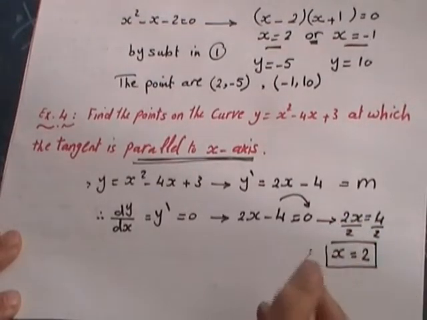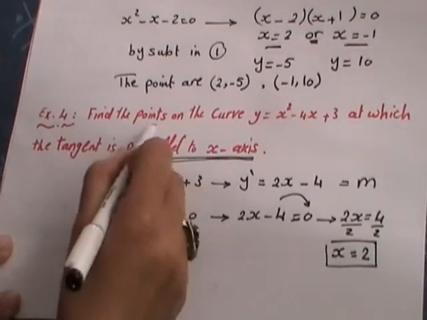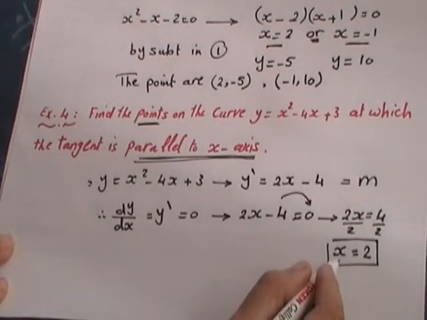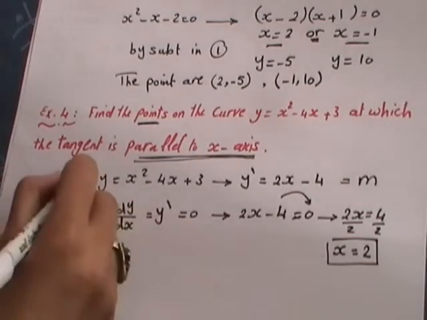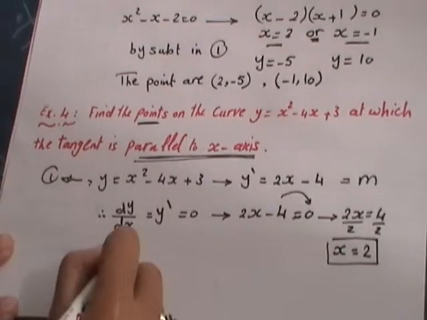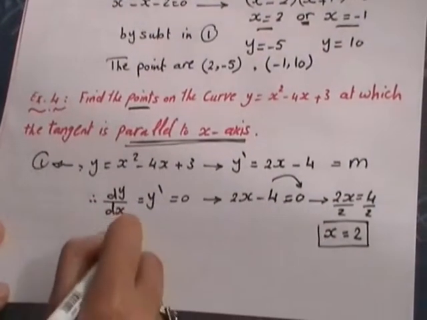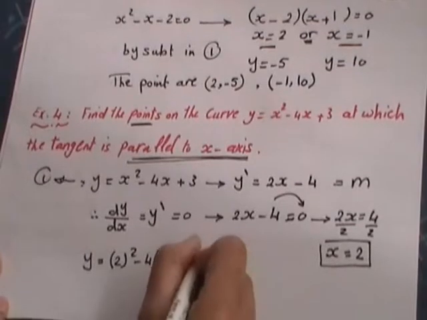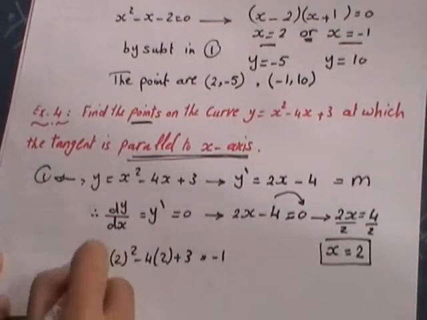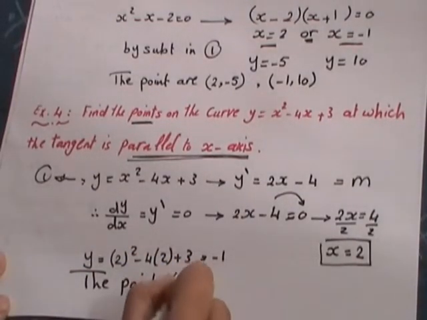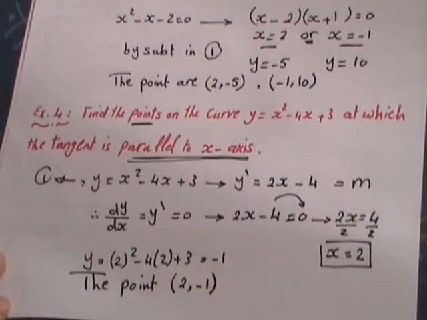Then I find the value of x. He asked me to find the point. The point means we must find the value of y. So I take x and put it in which equation? Yes, this is the first equation. y equals, instead of x we put 2: 2 power 2 minus 4 times 2 plus 3 will be equal to -1. So the point will be x is 2 and y is -1. Let's talk about another type of question.